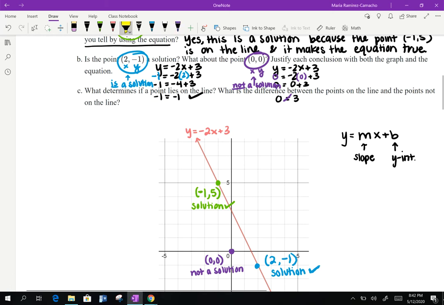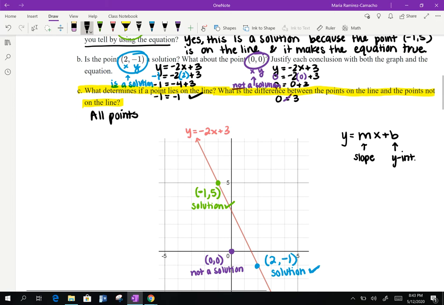Last but not least, let's answer part C. What determines if a point lies on the line? What is the difference between the points on the line and the points not on the line? So as you can see, if a point lies on the line, it's a solution to the equation because it makes the equation true. So let's write that.